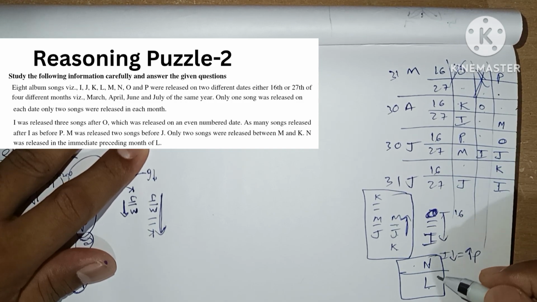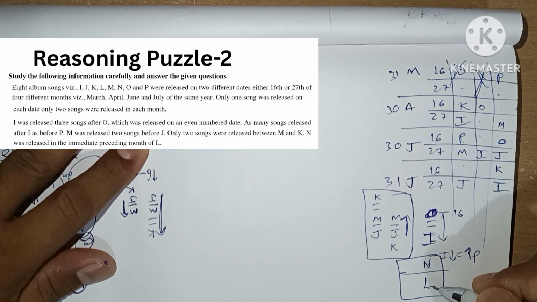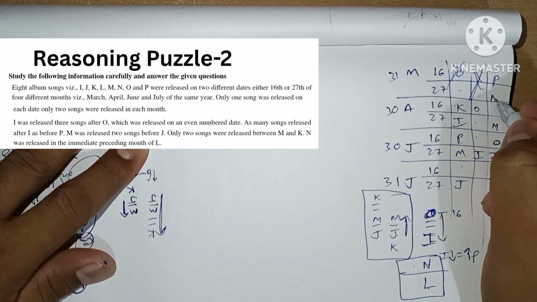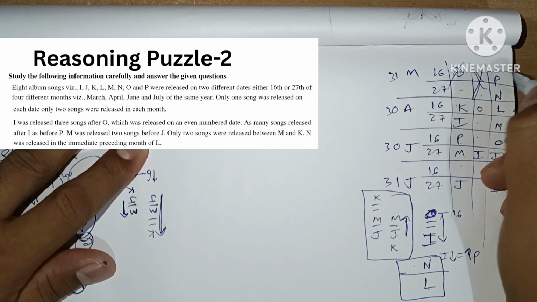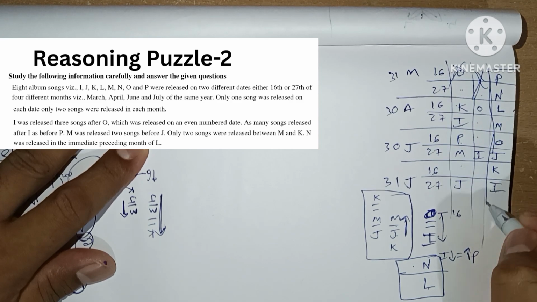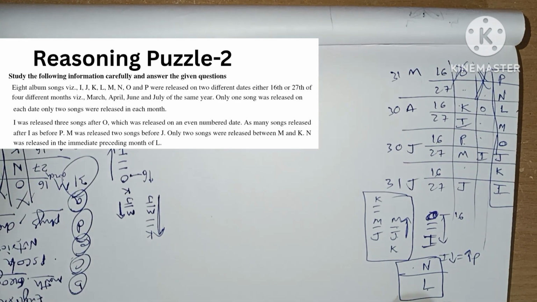Okay. Next, N and L are immediate preceding months. N is the preceding month of L. So this is the only possibility we got. So this is the solution of our puzzle. Let's see the questions that are asked.